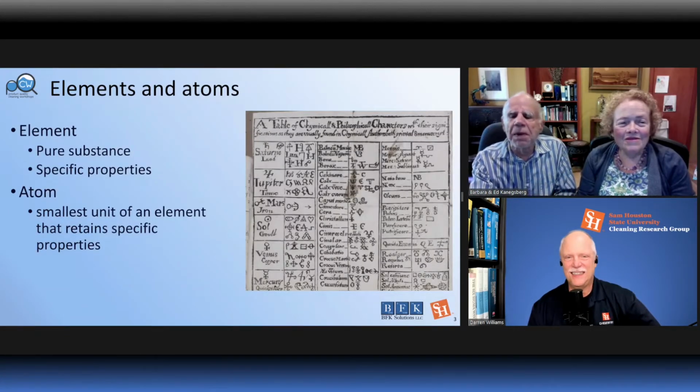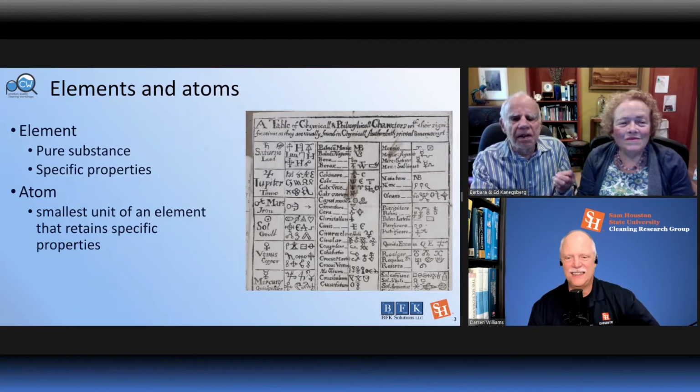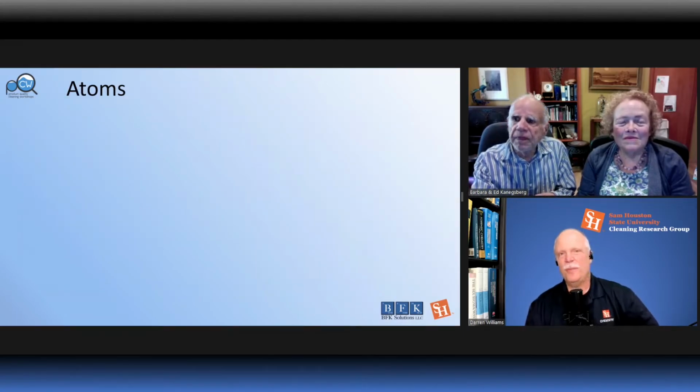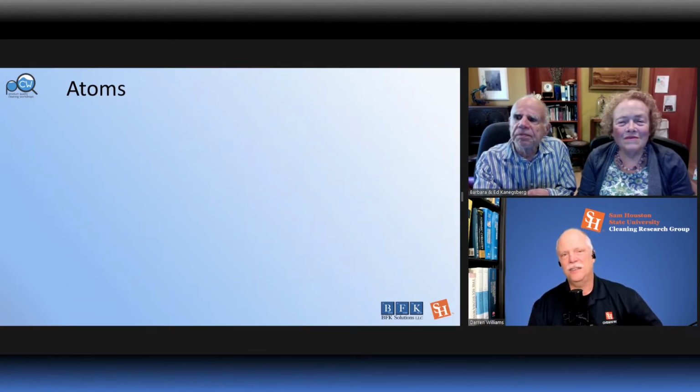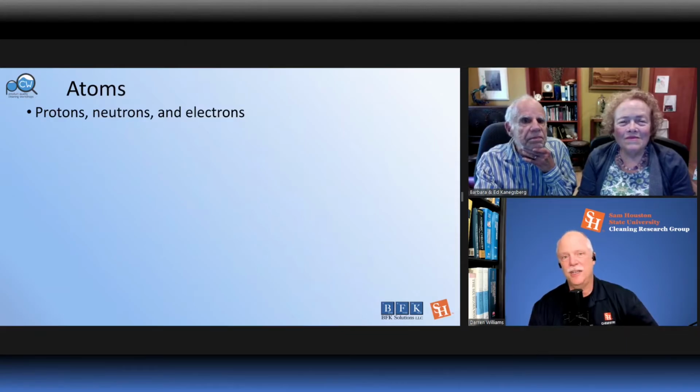So today we're talking about elements and atoms. An element is a pure substance. It has specific properties. The atom is the smallest unit of an element that retains those properties. And as we've learned more about atoms, we've discovered that there's even smaller particles that make up the atom. These are familiar to most of us, the proton, the neutron, and the electron. So let's talk about these briefly.